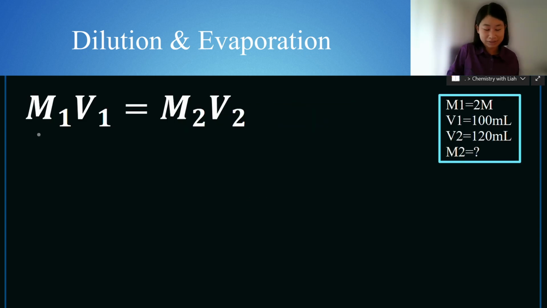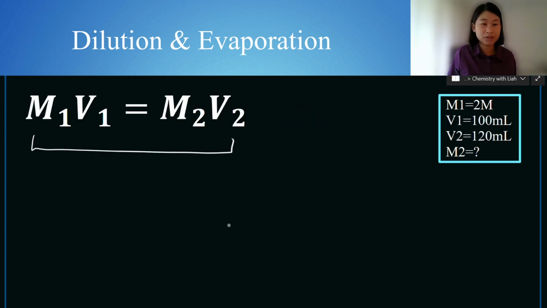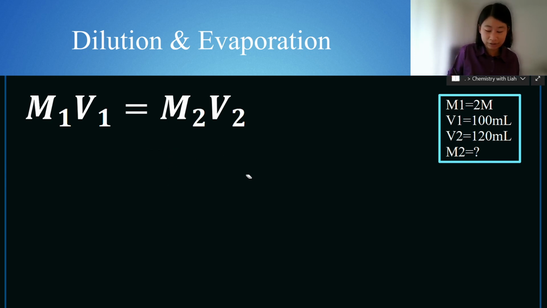On the left here we can see the equation to solve these problems. M1 times V1 equals M2 V2. So the M1 in this case means initial concentration times the initial volume equals the final molarity or concentration times the final volume. Okay, so 1 and 2 represent initial and final respectively. So let's test this out on the example given the information over here.